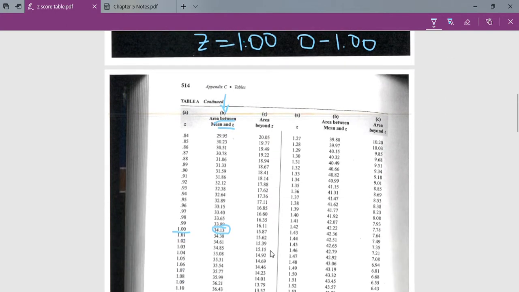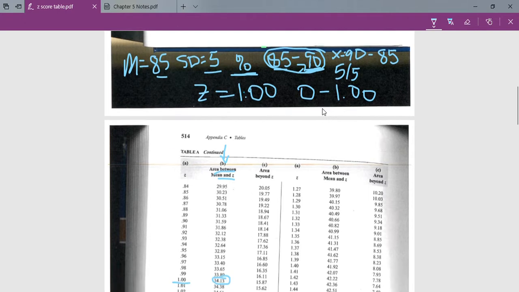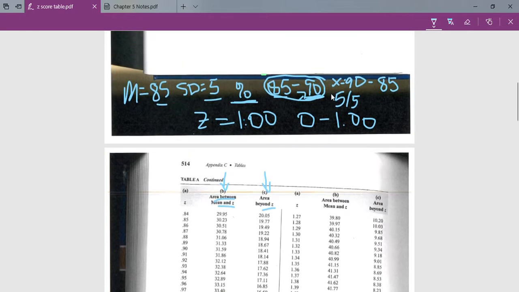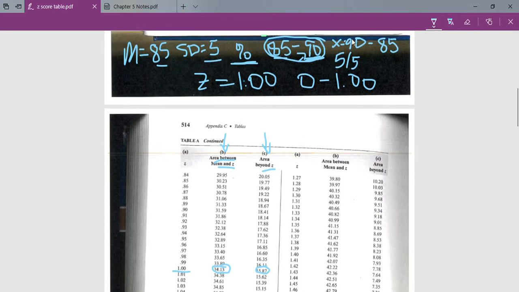Now, if, for instance, we asked what percentage of scores were higher than a 90, what percentage of students made above a 90? I would simply look to this column C, area beyond Z. So I know that, again, 90, the Z value associated with that is 1. So I'd look over here and I would find that, let's see, 15.87% of students got above a 90 on the exam.